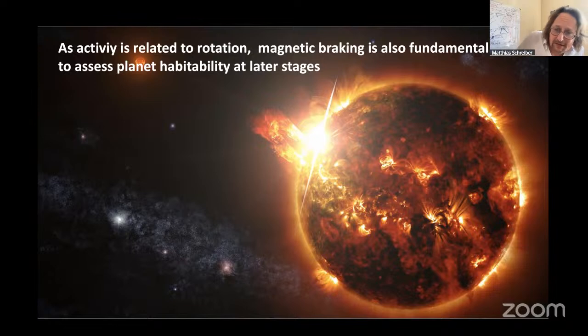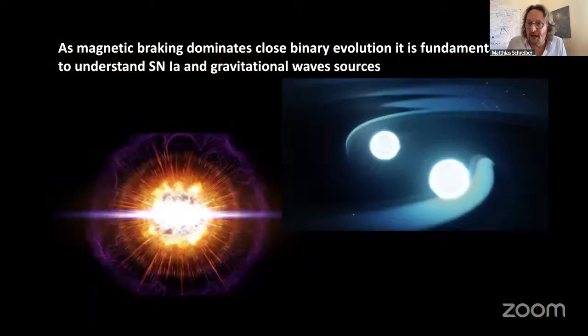And now, last but not least, magnetic braking is of fundamental importance for binary stars. In binary stars, it drives the evolution and the production of supernovae, important for cosmology because it led to the discovery of dark energy, or the main sources of gravitational waves that we expect to detect with laser space interferometers like LISA. These will be close binaries, and the formation and evolution of these close binaries depends largely on magnetic braking. I will explain in a bit more detail why that is.